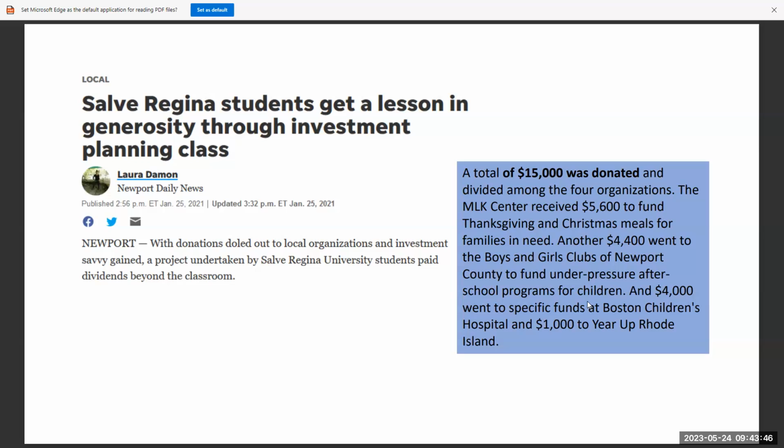They did the research, they called the campaign Doing Good by Doing Well. Doing well was the returns in the portfolio, which have been pretty impressive. And doing good was the effort that you see behind me on the screen. They donated $15,000.